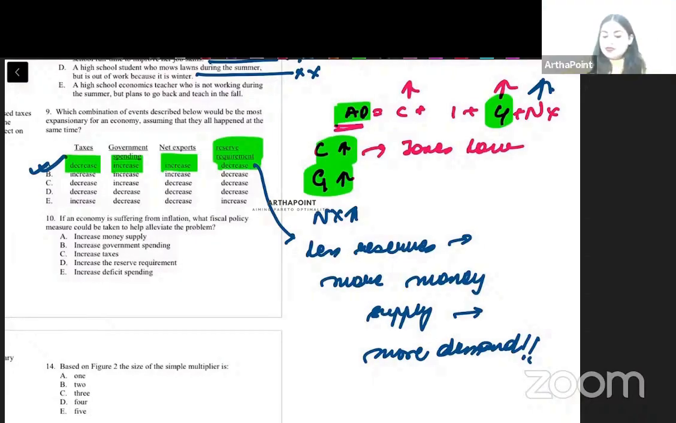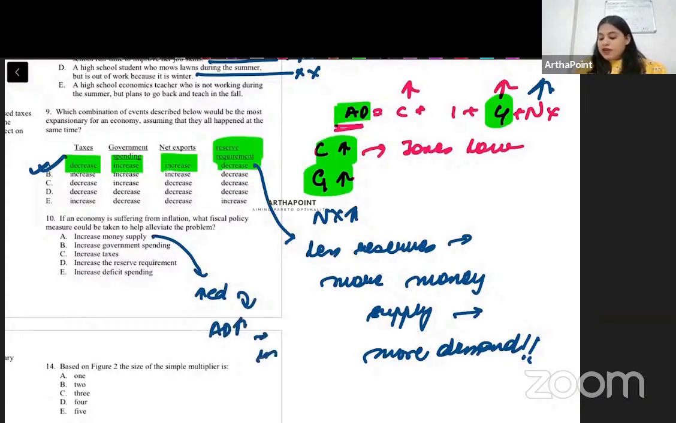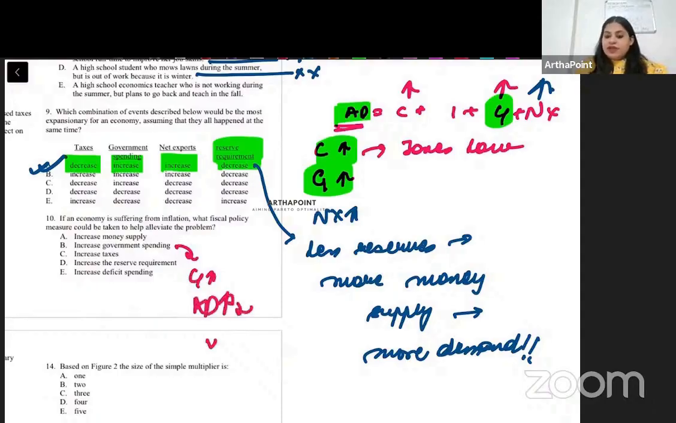This says, if an economy is suffering from inflation, what fiscal policy measures could be taken to help alleviate the problem? So if my economy is facing inflation, which fiscal policy measure should be taken? See beta, if I increase money supply, then demand will increase. If demand increases, then inflation will increase. So A cannot be the correct option. Come to the next option. If I increase G, demand will increase. Demand will increase, inflation will increase. Cannot be the correct option.